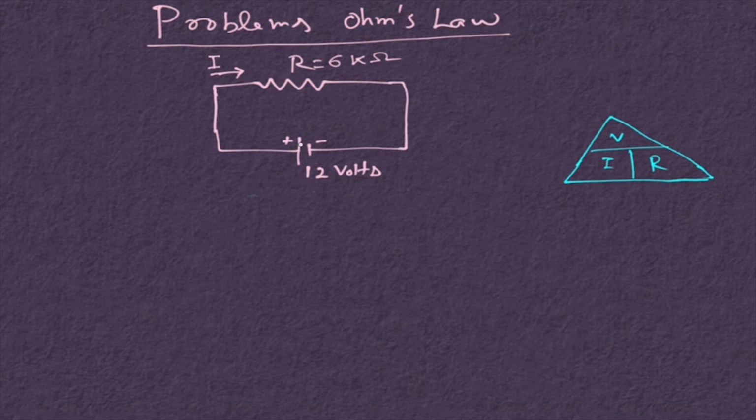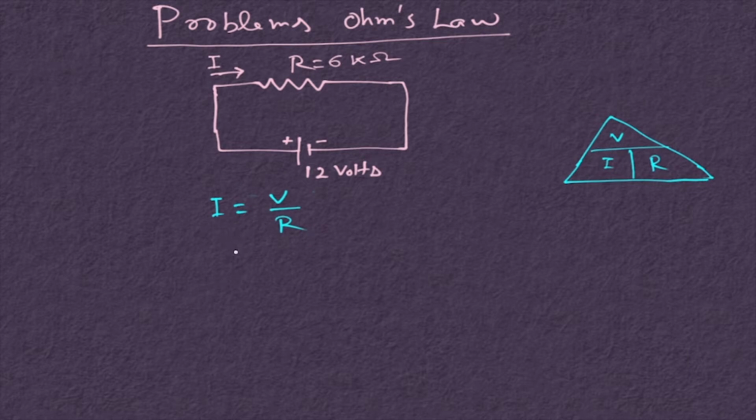Let us consider this circuit. Here we have to find the current that flows in this circuit. Here the voltage V is given and resistance R is 6 kilo ohm. From Ohm's law, we know that I is equal to V by R. From this Ohm's law triangle, you can also recall it. I is equal to V by R.